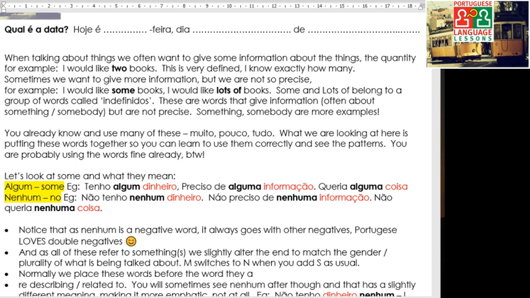Indefinido, not precise. These words often give information about something or somebody, but they're not precise. There we've got another 2 indefinidos. Something, somebody. What is that thing? Who is that person? I don't know. I'm not defining it in the sentence I'm making. And you, most likely, already know and use many of these.